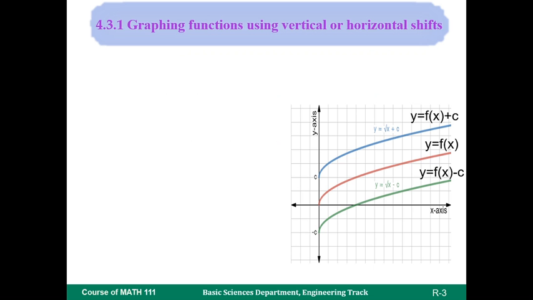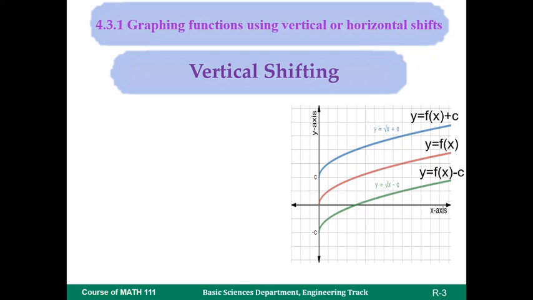Now the first one is graphing functions using vertical and horizontal shifts. Assume you know the graph of function y equal to f of x. So this is the graph you already know, and you are asked to graph y is equal to f of x minus c and f of x plus c. In this case, if this is the naive function, to get the graph of f of x plus c, you need to shift the graph of y equal to f of x c units up. So it's a vertical shift.